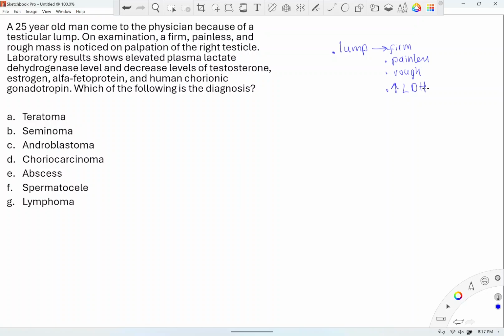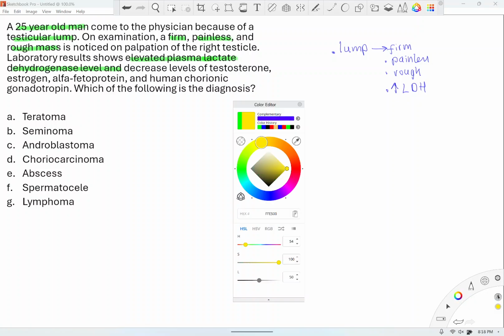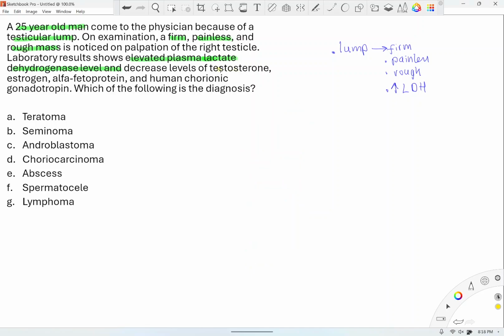Let me highlight those to make sure that I got it correct. Sometimes I forget. So there is a testicular lump in a 25-year-old. This mass is firm, painless, and rough. Good. And laboratory result shows the lactate dehydrogenase level is elevated. The rest of them are decreased. Testosterone is decreased. Let me change color so we can differentiate. Testosterone is low, estrogen is low, alpha-fetoprotein is low, human chorionic gonadotropin is low.